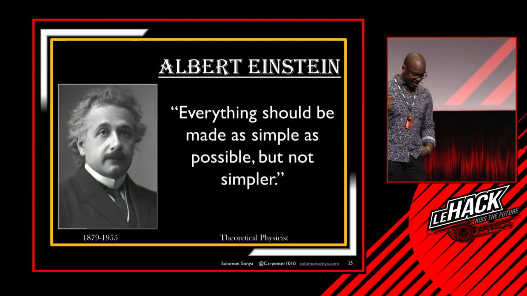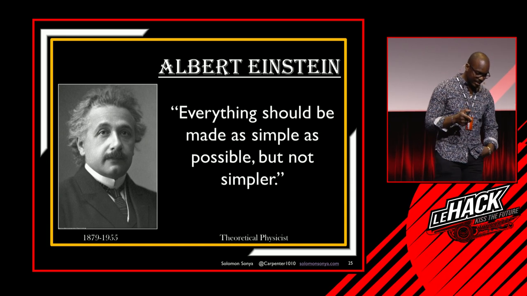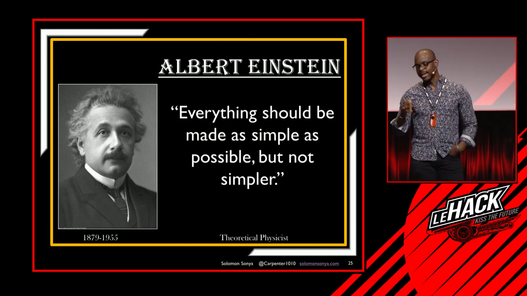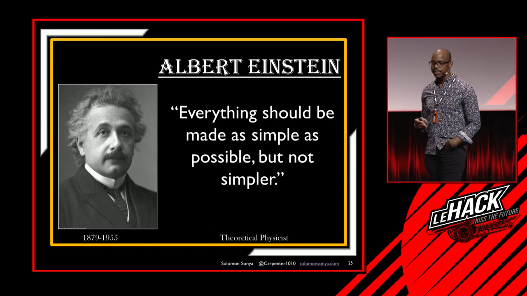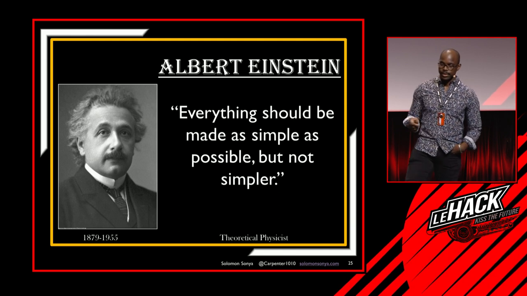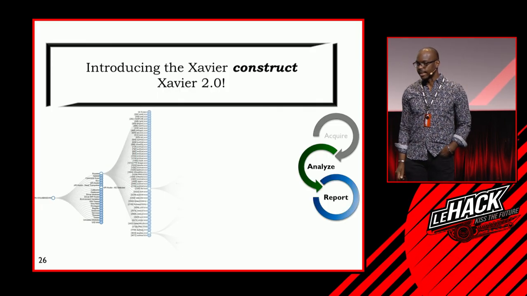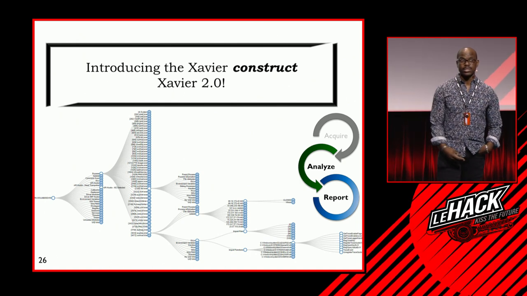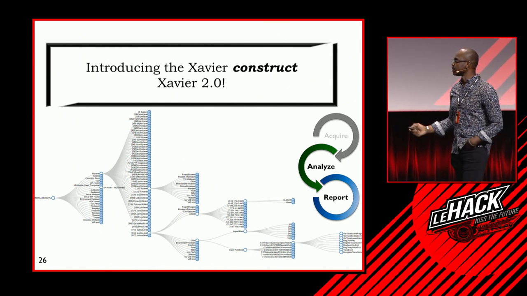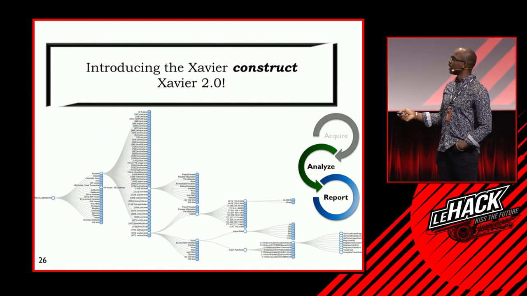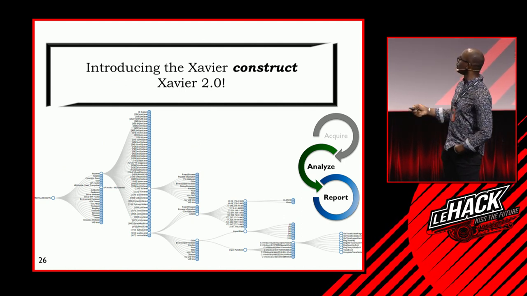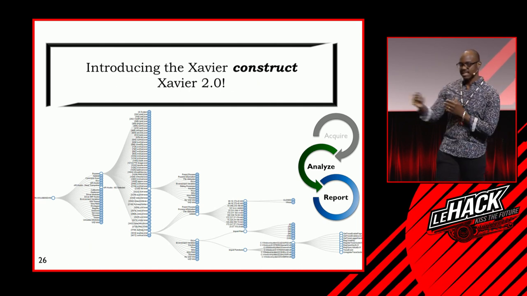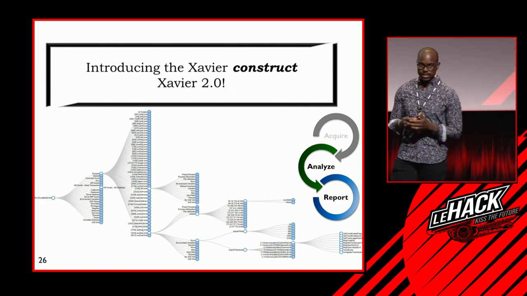Albert Einstein has a quote: everything should be made as simple as possible, but not simpler. In this tool, I try to make it as simple as possible. In essence, this is what the construct looks like, in which you have the system itself, and then there are specific attributes that we want to look at, and it will expand as we gain additional information from the system.